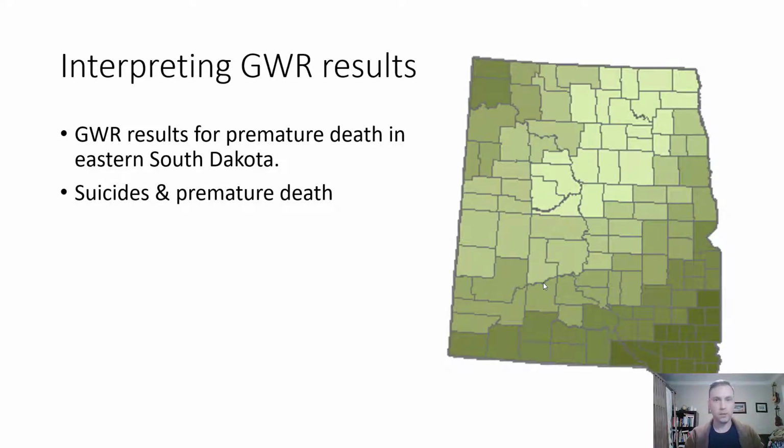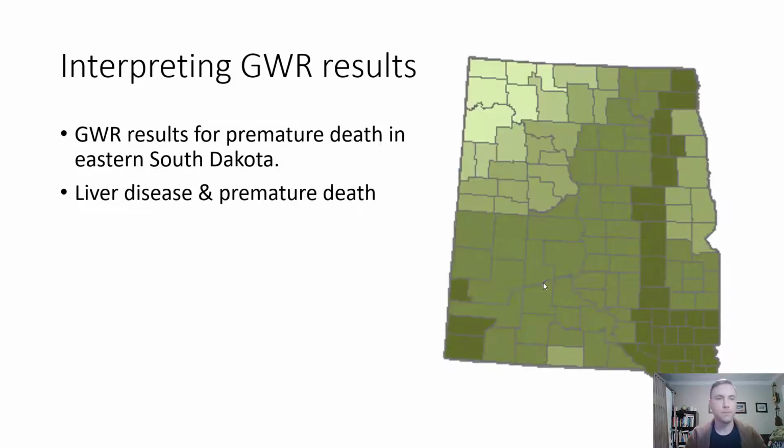Here we see suicides and premature death. Well, that could be any number of things. I would assume it would have to do with where populations are, so this could also be a population map of South Dakota. Or there could be some other causal factor there. Maybe rates of depression are higher because of alcoholism or who knows what.